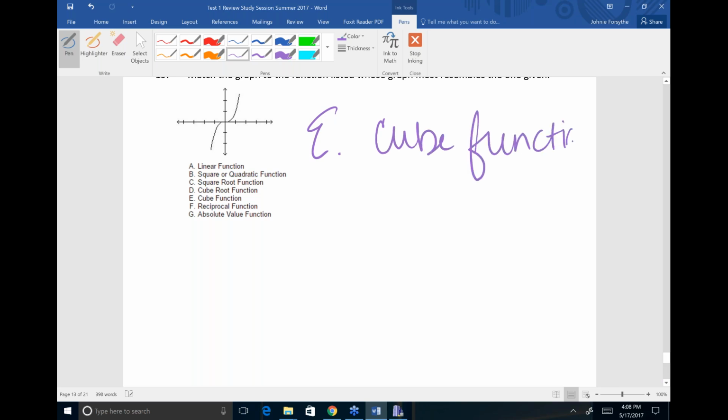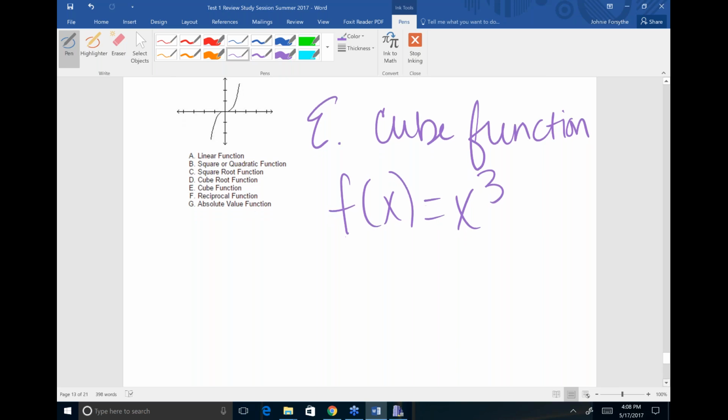That's the cube function, which typically looks like f of x equals x to the 3rd. It would look like this. Your linear function is just a straight line. Square or quadratic function is a parabola. So let's go through them really quick.